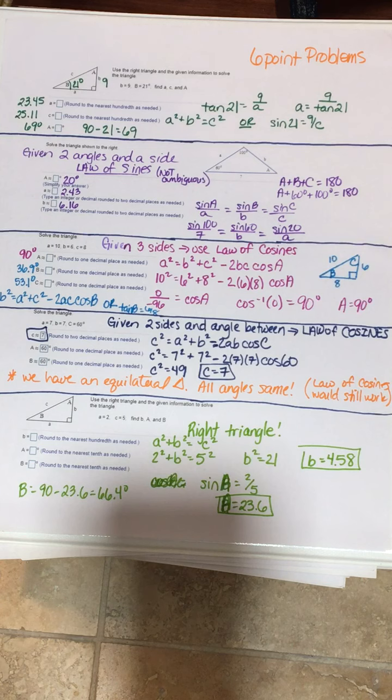Okay, I'm going to do another law of cosines and another right triangle, and then we're done with the 6-point problems.